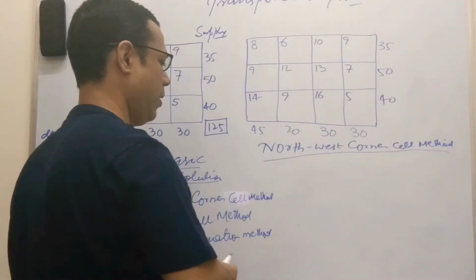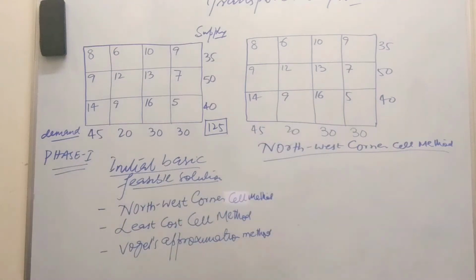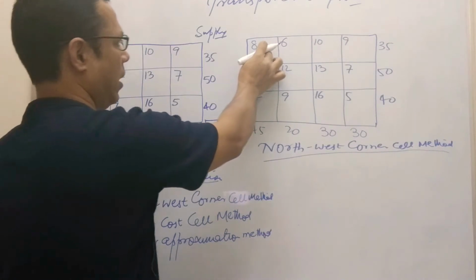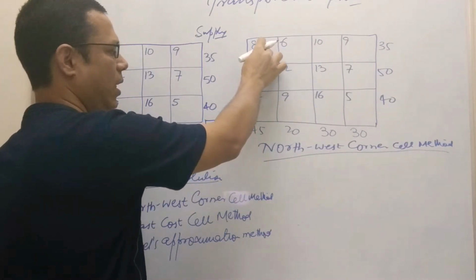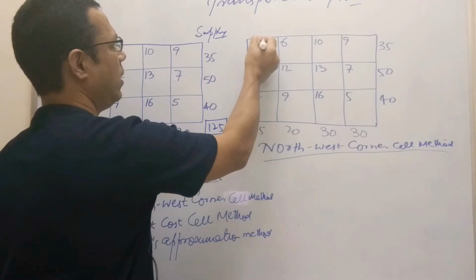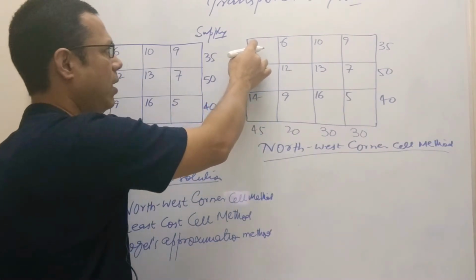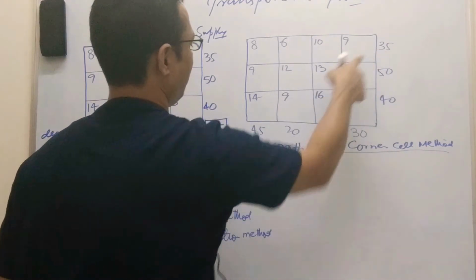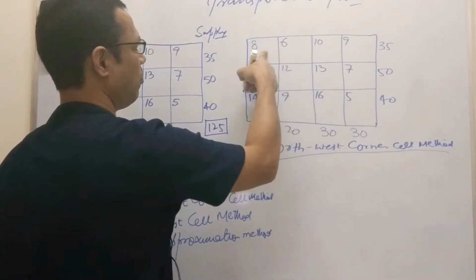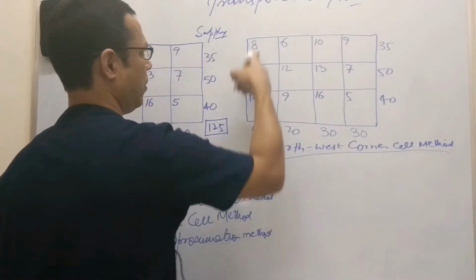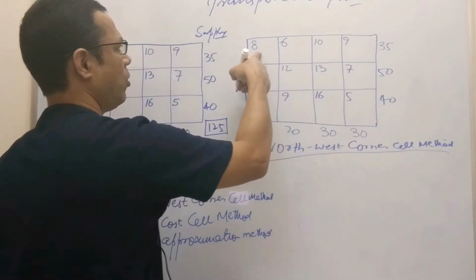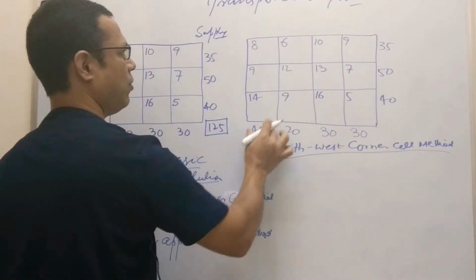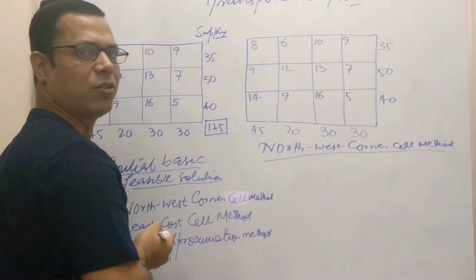The left topmost corner is generally called the northwest corner. Here we need to compare this 35 with 45, because this is the intersection point of this row and this column. The first northwest corner cell is the intersection point of 45 and 35. So we need to compare these 45 and 35. Which one is the least? 35 is the least one.